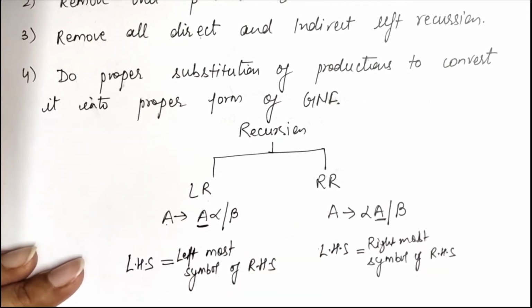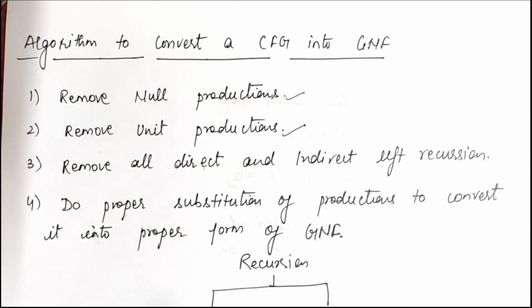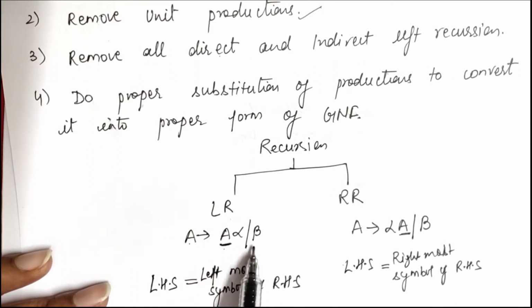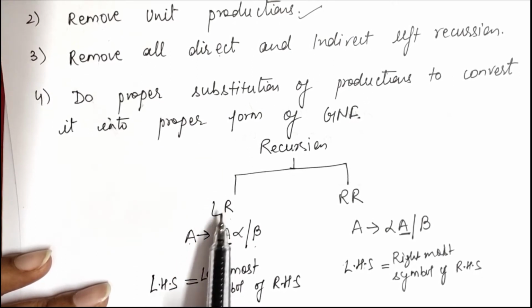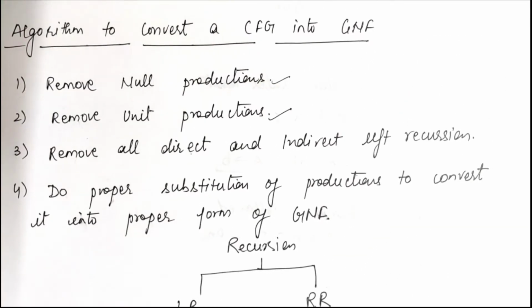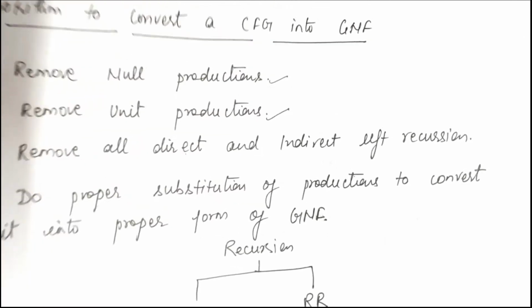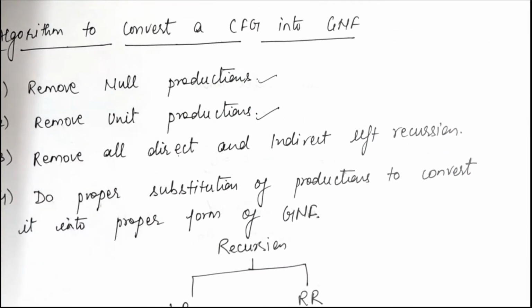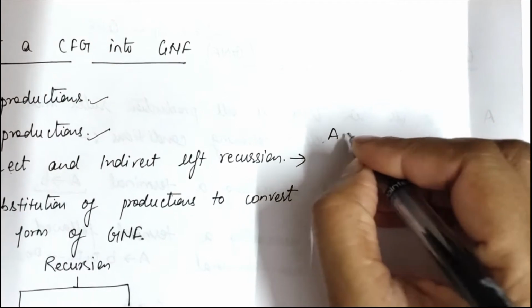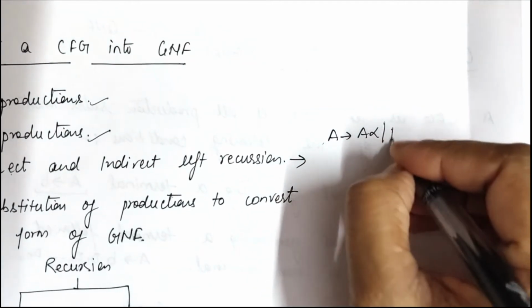So recursion is of two types, left recursive and right recursive, but in the GNF we only have to check the left recursion. So if the grammar is in this form where the leftmost symbol of the right hand side of the production is equal to the left hand side, then the left recursion exists. So if left recursion exists, we have to remove the left recursion property. So how do we remove that left recursion from the grammar? See here. As we know, this left recursion is in the form of A derives A alpha or beta.